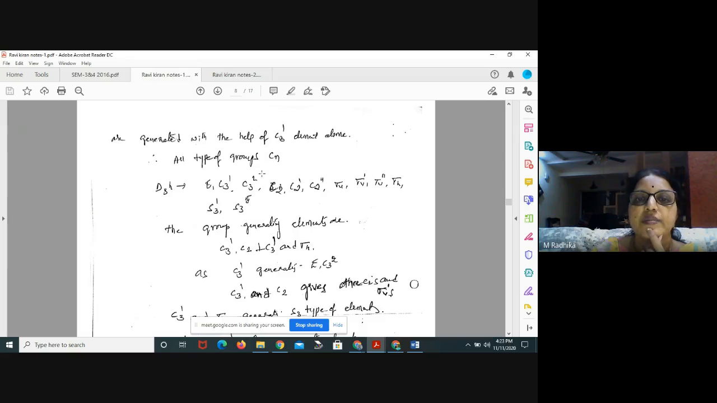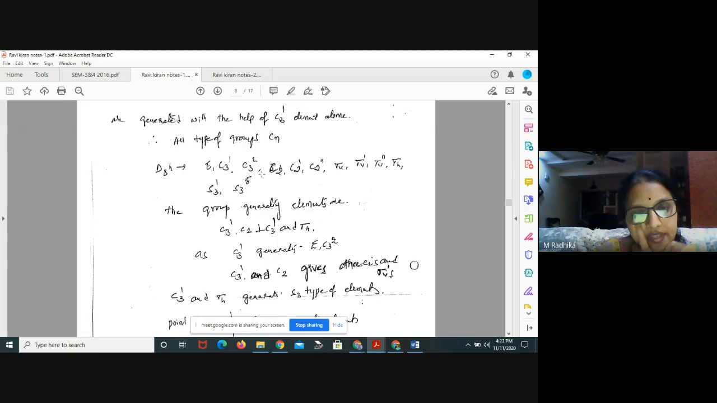Now coming to the D3h point group, one more example we'll see. These are all the elements. What are they? Identity, C3^1. Now tell me what are the main things in D3? In D3 you will have one C3 and three C2s. That is why you call it D. So you have C3^1, C3^2, then three types of C2s. You have one horizontal plane, then three vertical planes, then two improper rotation axes, S3^1 and S3^5. So these are all the elements in this particular point group.